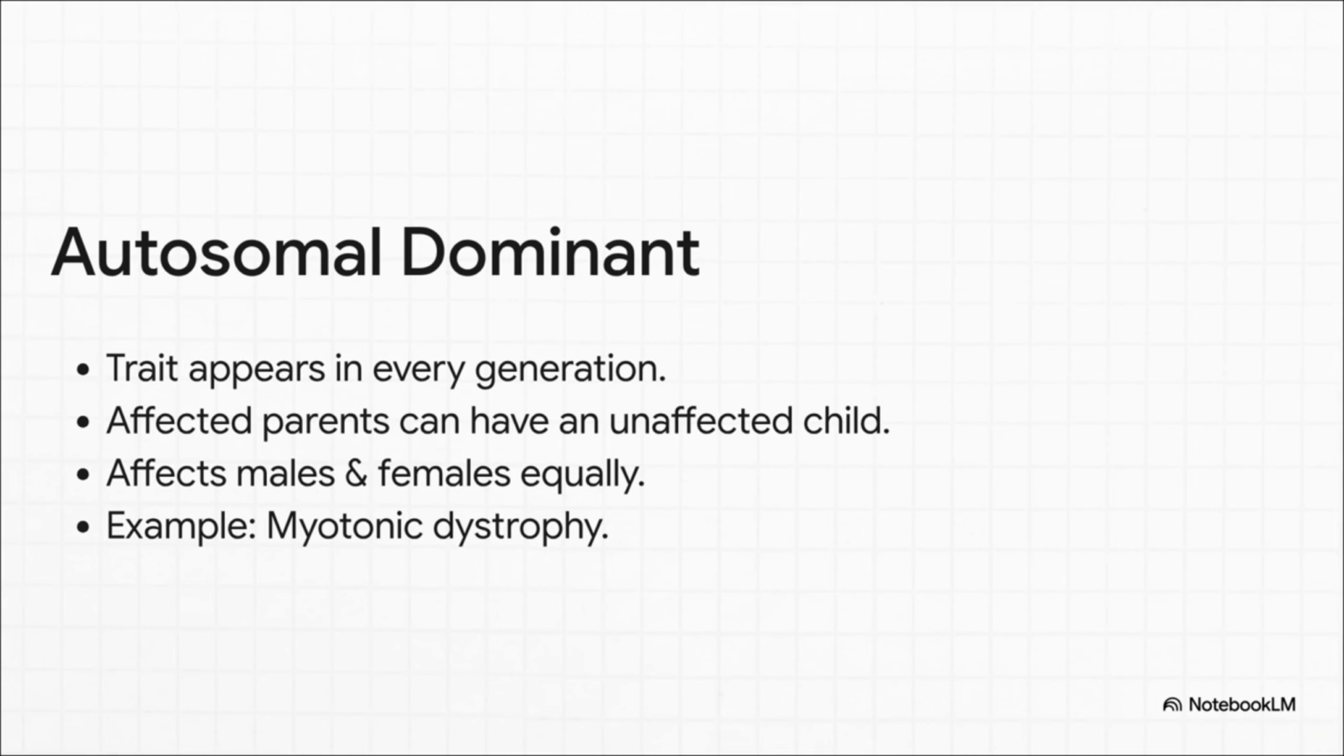It doesn't skip. If a kid has it, you can bet at least one of their parents has it too. It just keeps on going, affecting both men and women. Myotonic dystrophy is a perfect example of this.